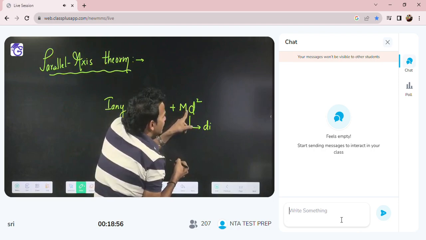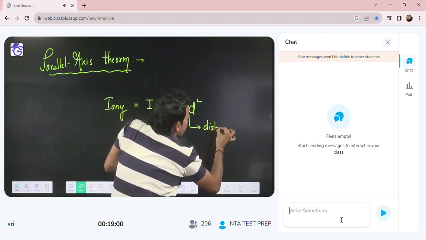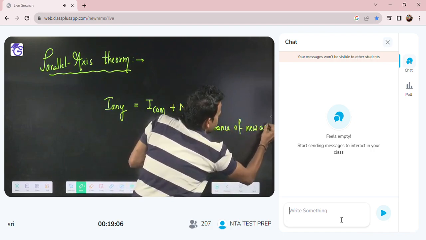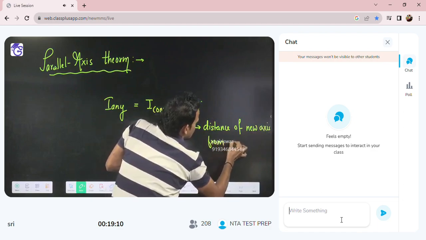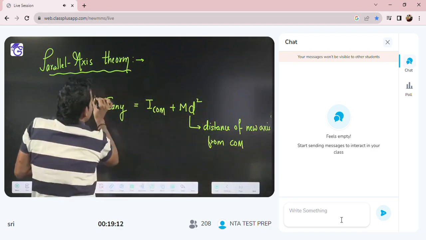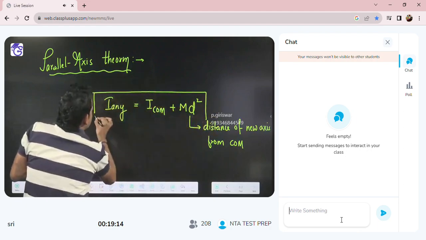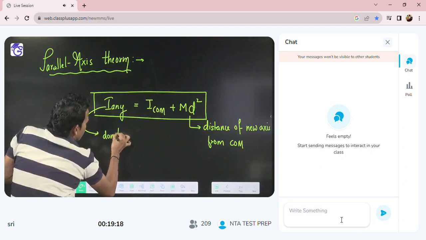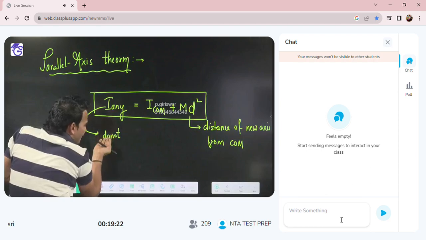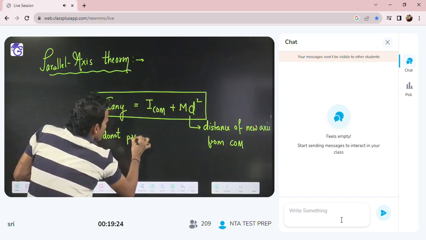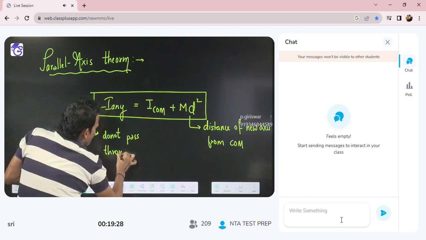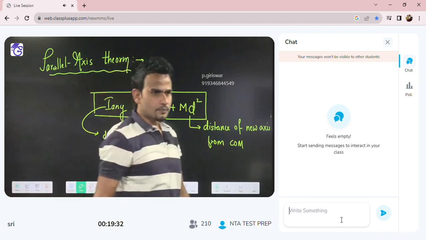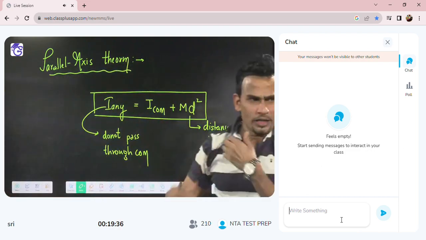Someone says, what is this d? d is the distance of the new axis from the center of mass. So this is our parallel axis theorem. I_any means the axis which does not pass through the center. If it passes through the center, we already remember. I_any means the axis which does not pass through the center of mass. m is the mass of the body.